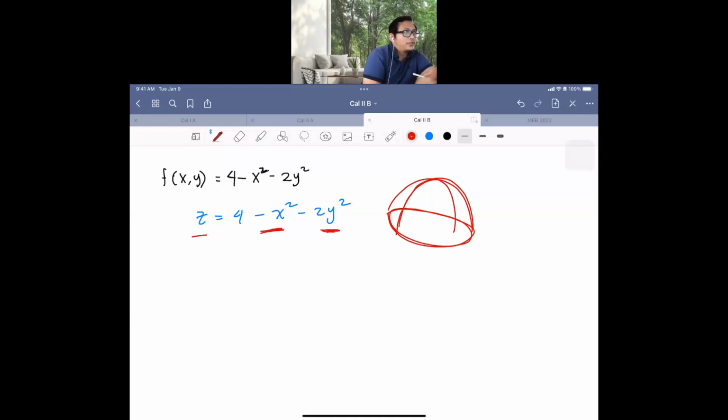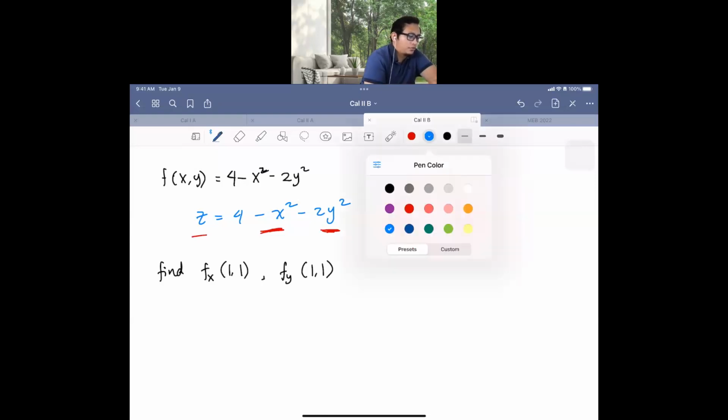Okay, now if we are going to find the partial x at one point, at (1, 1), x equal 1, y equal 1, and partial y, and then if we are going to observe in geometric or visual terms how we can interpret these partials, first, what we can do is we are going to take the partial x.